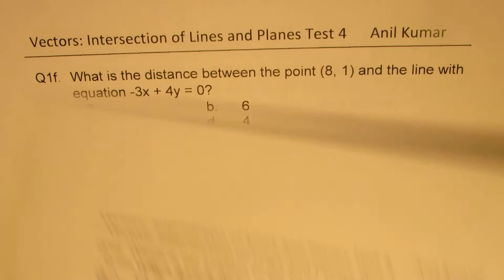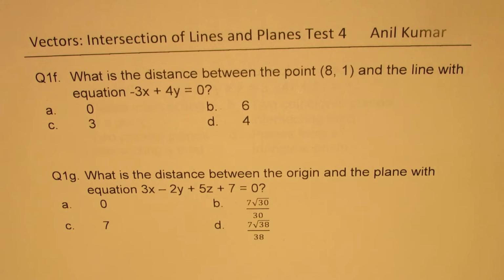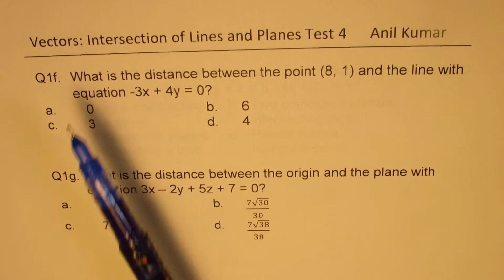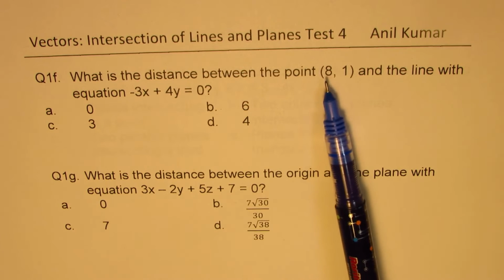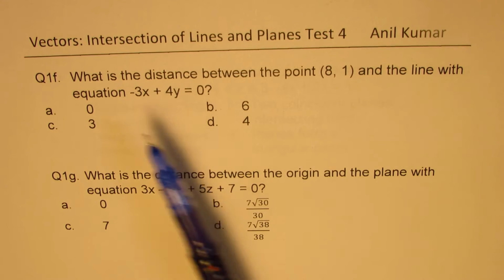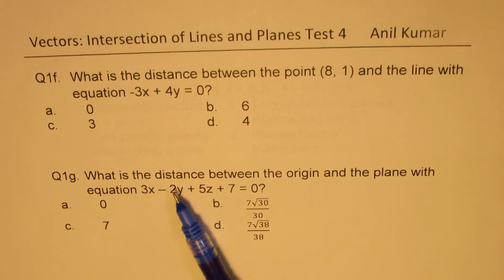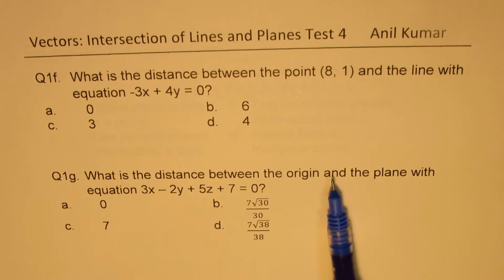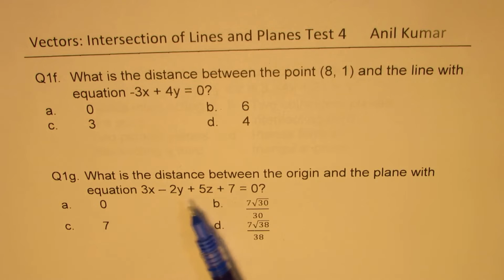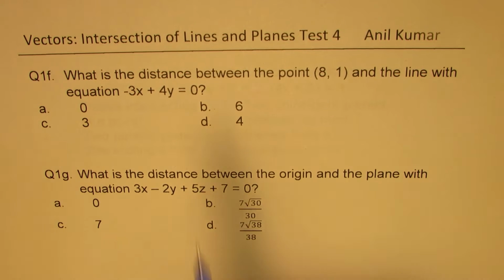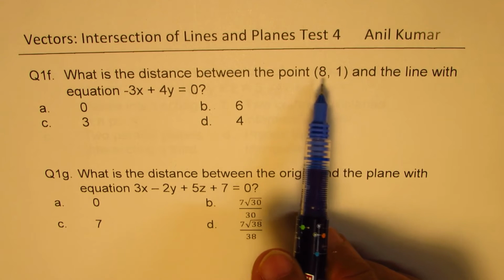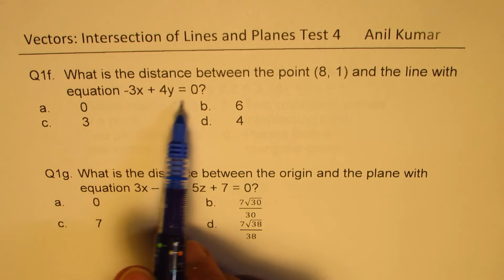Okay, let's move on and take the other two of question number 1. Here we have, what is the distance between a point and the line with the given equation? And question number 1G is, what is the distance between the origin and the plane with the equation given to you? I'd like you to pause the video, calculate the answer, and then check with my solution. Question 1F. What is the distance between point (8, 1) and the line with the given equation?